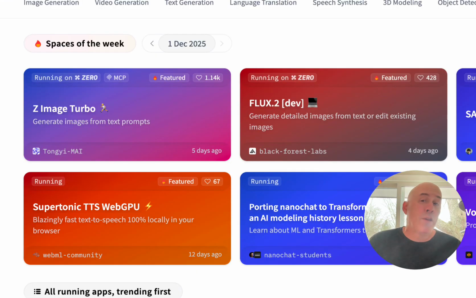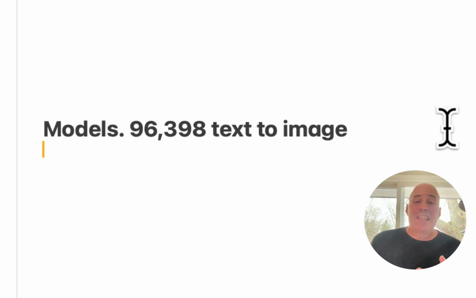There are some other inexpensive image generators that I'm going to show you. And are Z-Image and Flux.2 the absolute cheapest? Well, I'm not 100% sure, because if you go over to somewhere like Hugging Face, there are over 96,000 text-to-image models out of the 2.2 million available over at Hugging Face. So if you can find a cheaper one, put it in the comments below. I want to check it out.